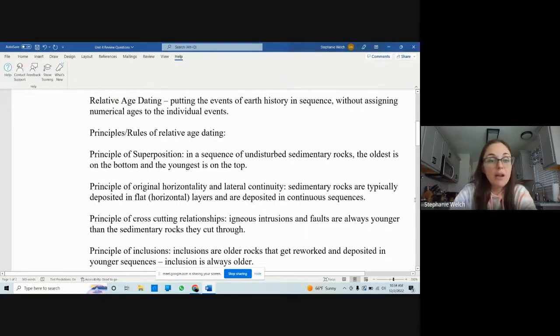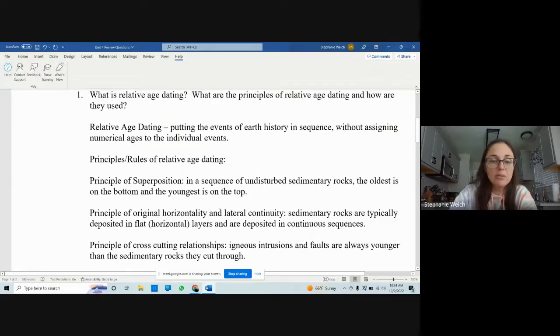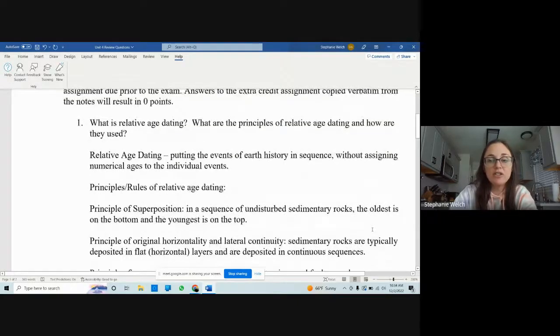There are probably a couple of things with principle in the name that I didn't include from the lecture, like uniformitarianism, that are a little bit more broad. They're really just giving us some insight into Earth history more broadly. So I didn't want to include it in here. But these are basically the principles that directly affect relative age dating. So I thought I would include those.